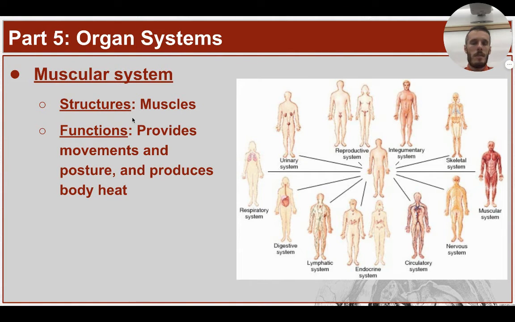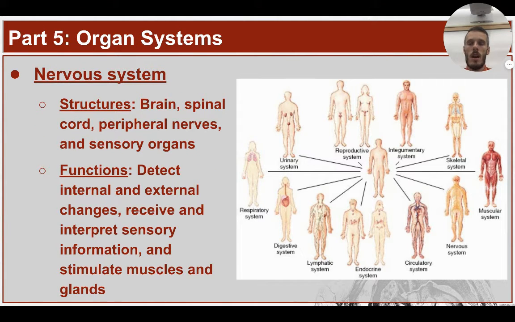Okay, the muscular system contains your muscles. They pull on your bones to provide you with movement as well as helping you to maintain your posture. And muscles also contribute by producing body heat through all of the cellular respiration that is occurring within the mitochondria of your muscle fibers.